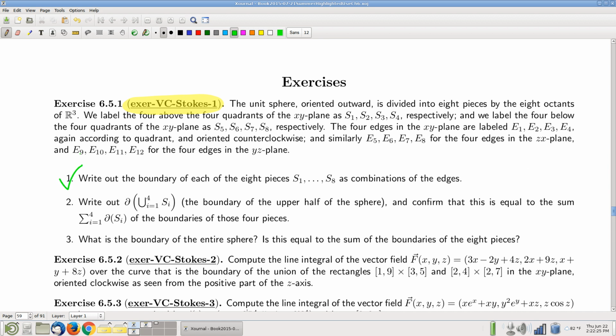Okay, cool. Now we're going to look at the union of the first 4 pieces. So S1, S2, S3, S4, look at that. So that's the entire, it says right here, the upper half of the sphere. And part 2 here says, let's look at the boundary of that upper half of the sphere. So let's write that down first, and we'll get to what comes next in a minute.